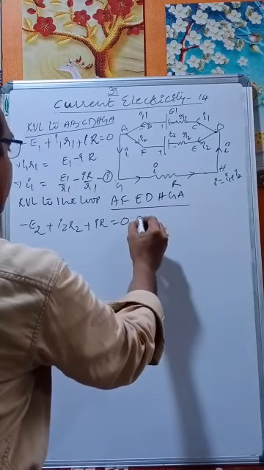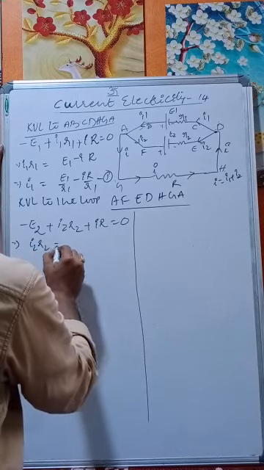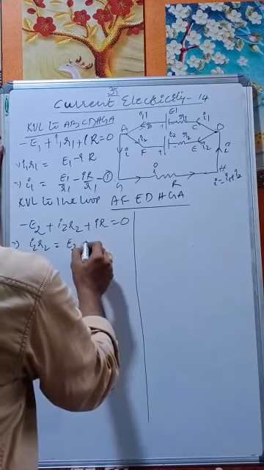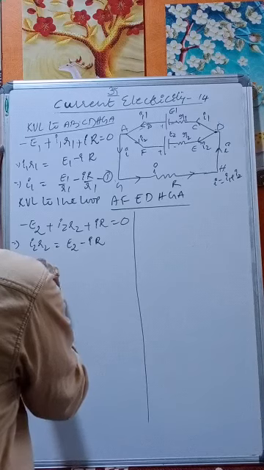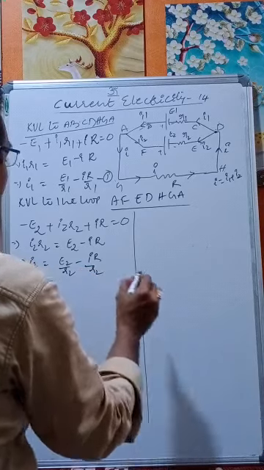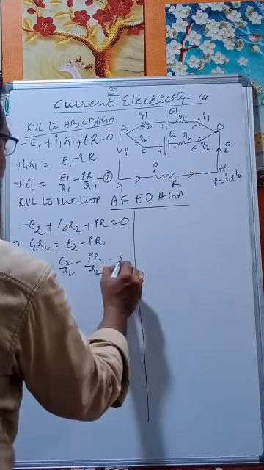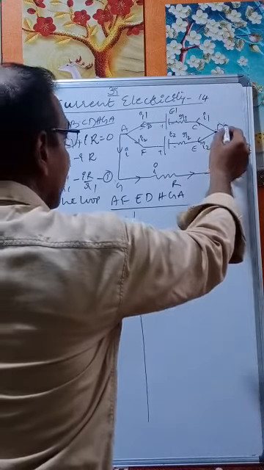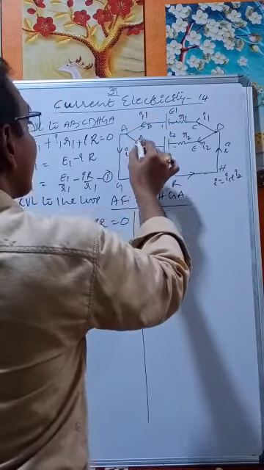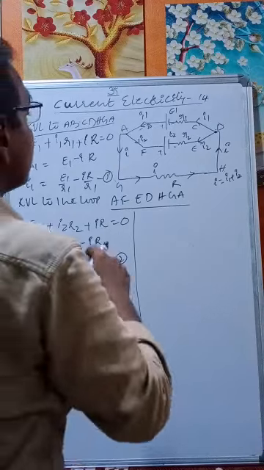This implies I2 R2 equals E2 minus IR, so I2 equals E2 by R2 minus IR by R2. Call this equation 2. Now, what is the total current? The total current I splits into I1 and I2. Again, I1 and I2 combine and come back as the same current.